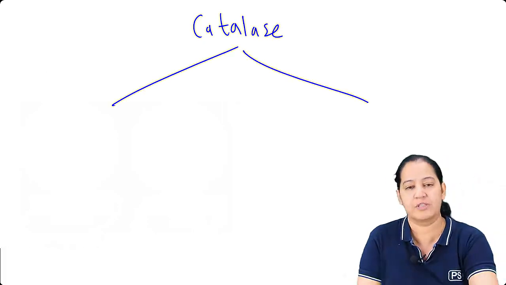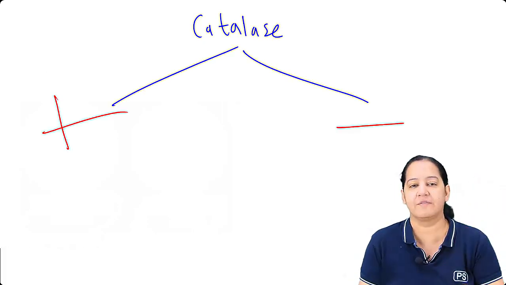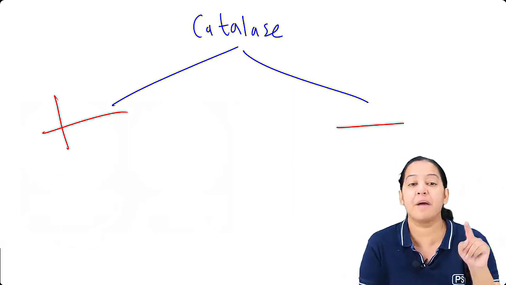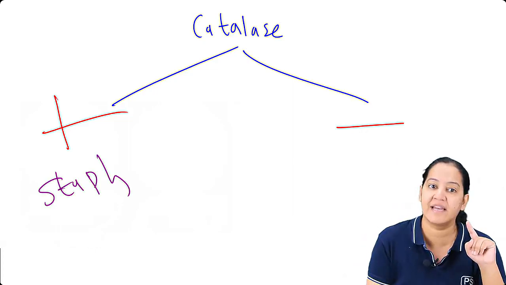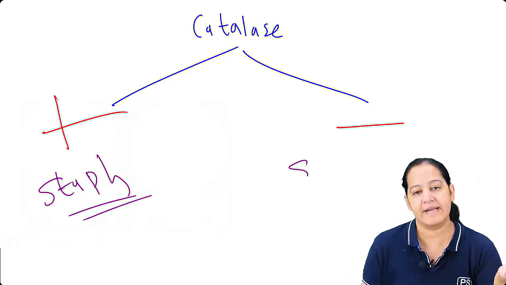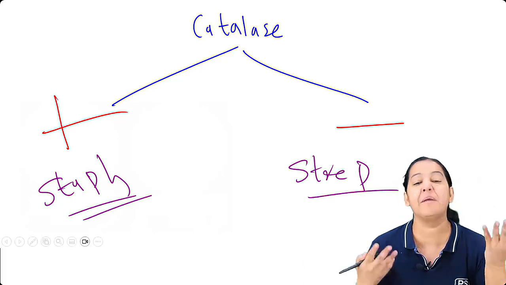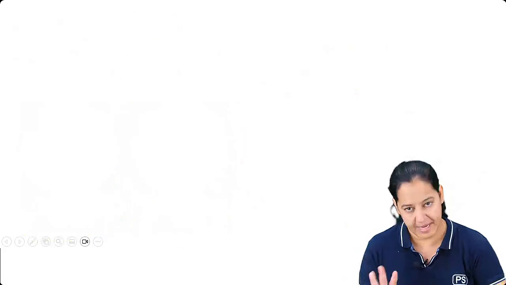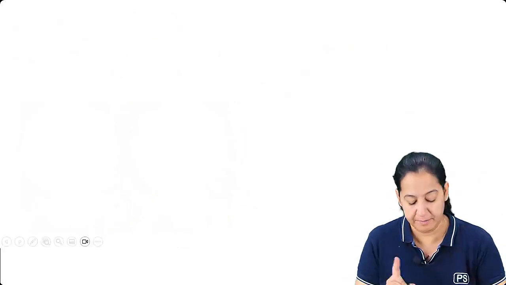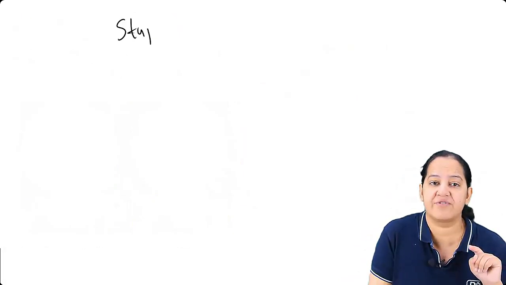So there are two possibilities: catalase positive, catalase negative. So who is catalase positive? Staphylococcus is catalase positive because bubbles are coming, and streptococcus is catalase negative because no bubbles are coming. So you may be thinking, ma'am, what is this bubble? Before that, see the diagram of staph and strep.